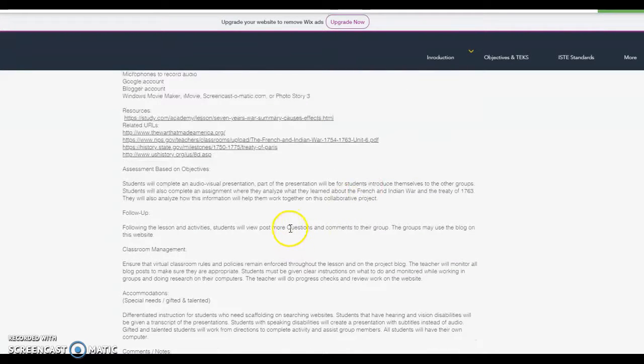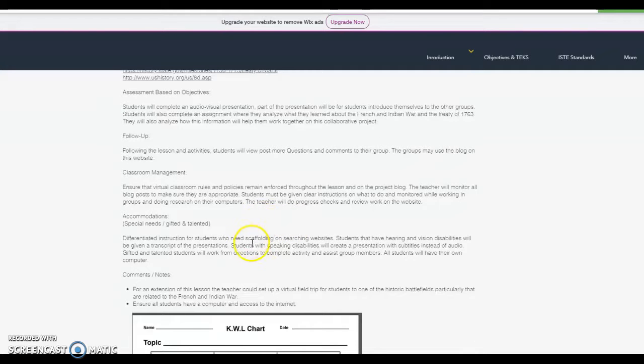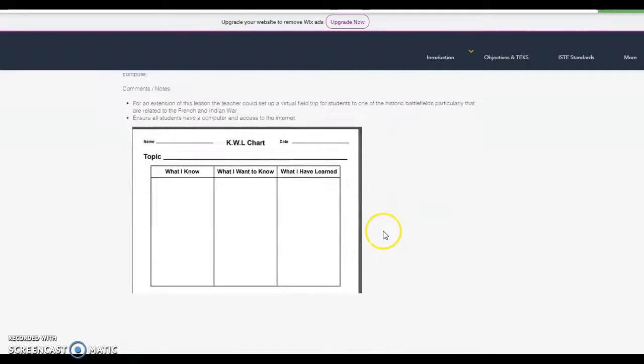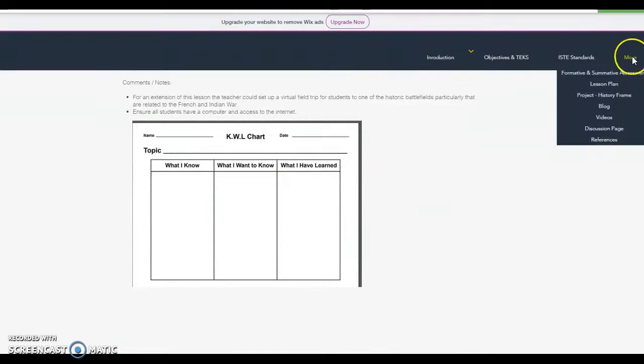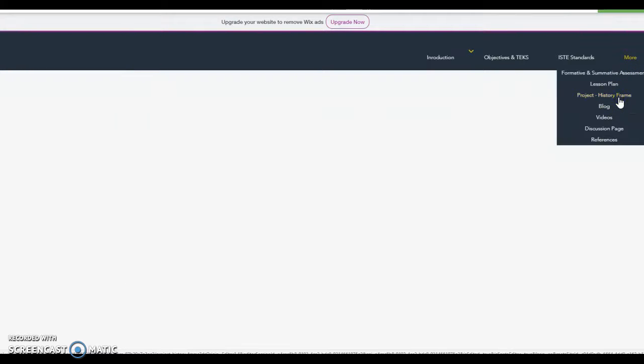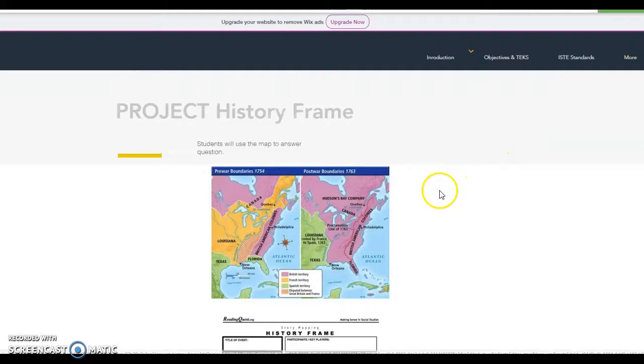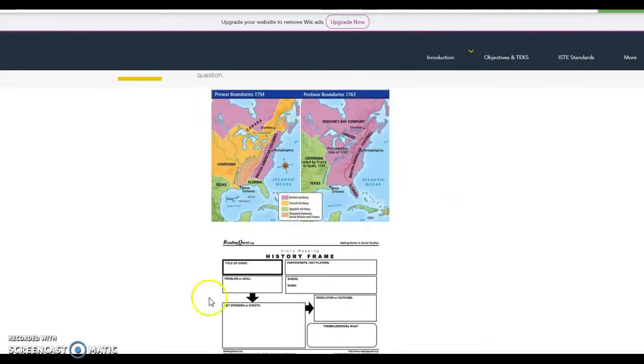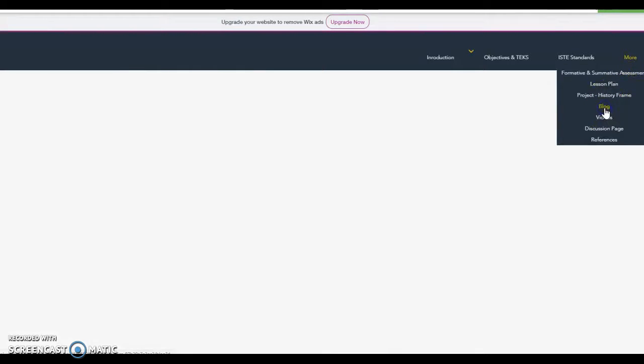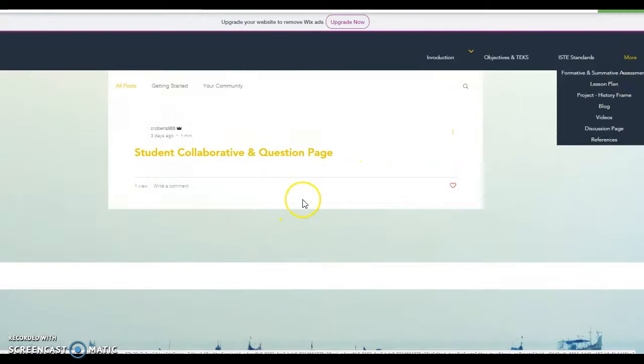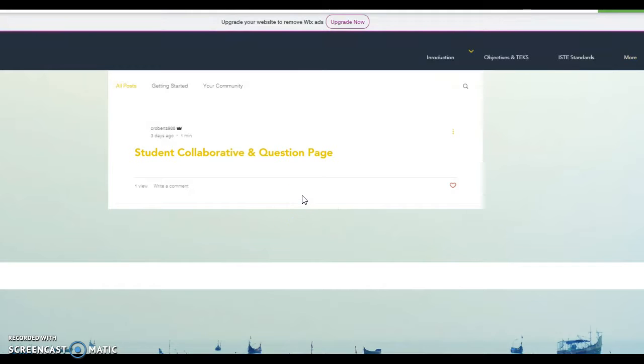Assessment and objectives, follow-up, classroom management, accommodations, and comments and notes. Here's the KWL chart that they'll be using. They'll also be working on this project history frame, where they have to look at this and fill out the information. I've set up a blog, so they can do collaboration and questions on this blog.